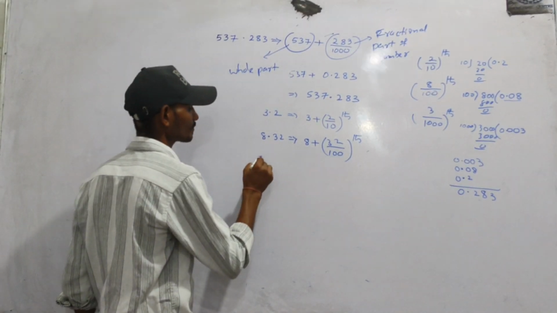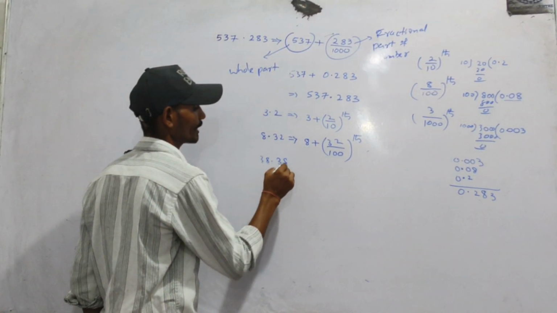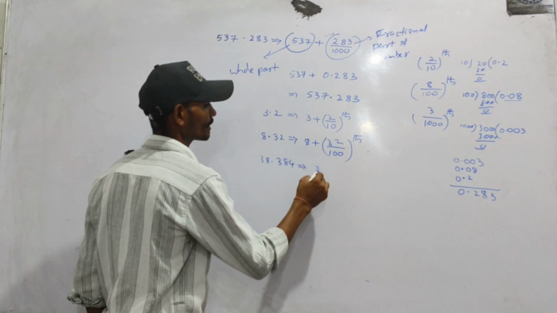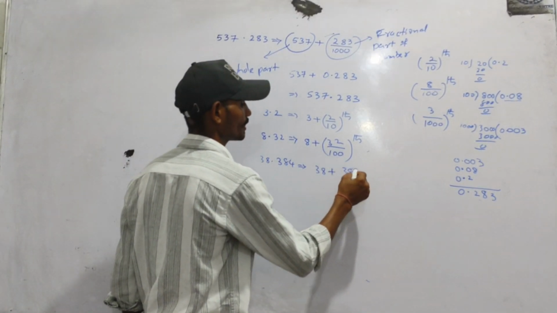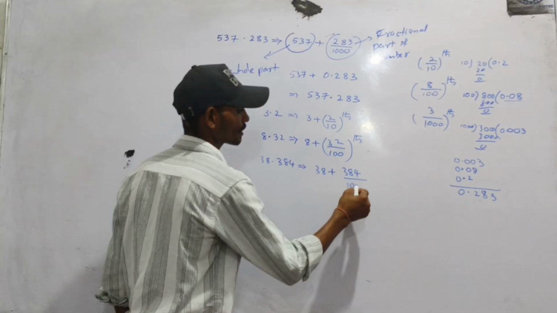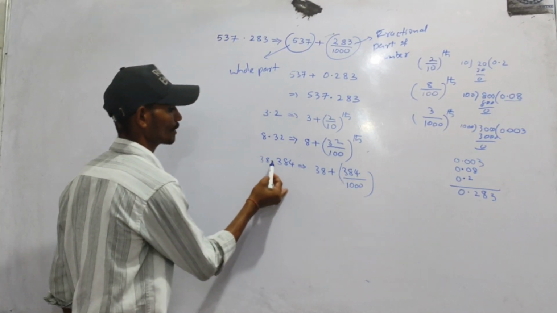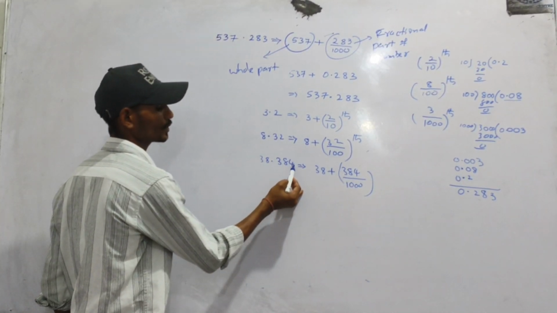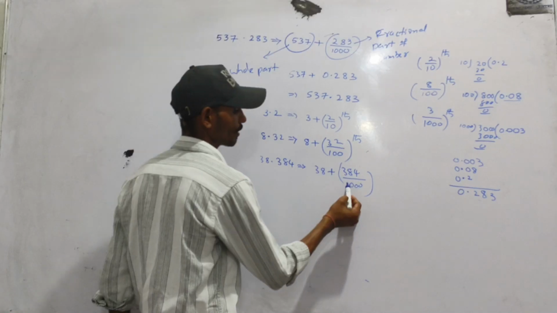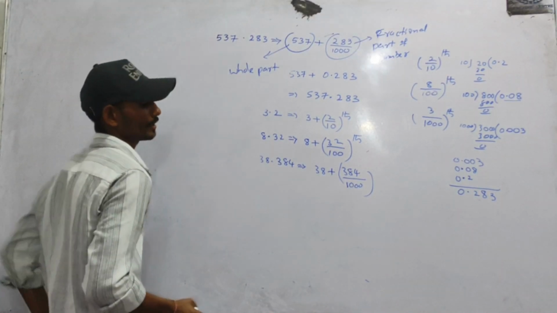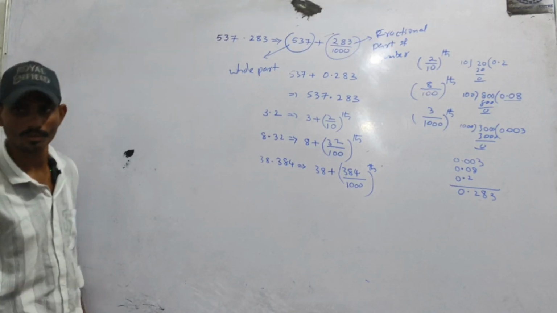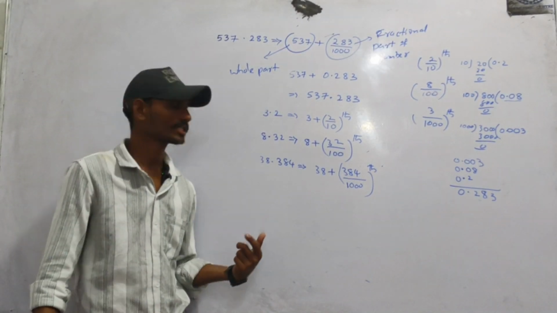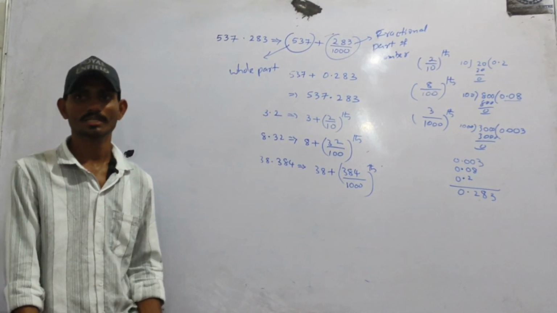So next, 38.384. Here 38 is the whole part, and after the decimal it is 384 by 1000th parts. Because after the point how many digits? 1, 2, 3. So then you multiply in the denominator, 1000th part. This is the 1000th part. Okay, I hope all of you understand the concept of decimals.